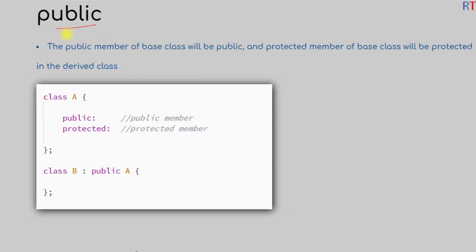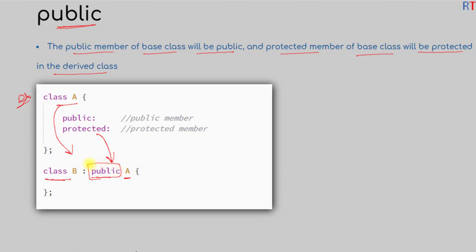Whenever we use the public access mode in the inheritance, then the public member of the base class will be public and the protected member of the base class will be protected in the derived class. For example, here we have one parent class A and then we are inheriting the property of the parent class into the child class B. So we have written class B public A. So we are using the public access mode to inherit the property from the parent class.